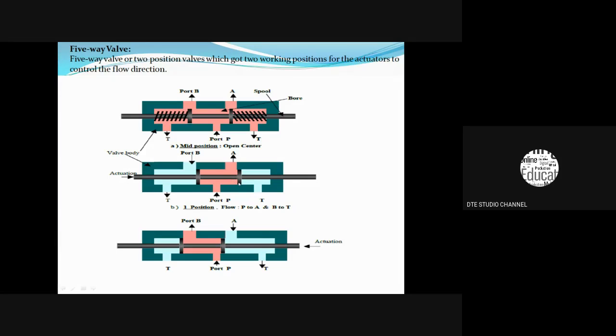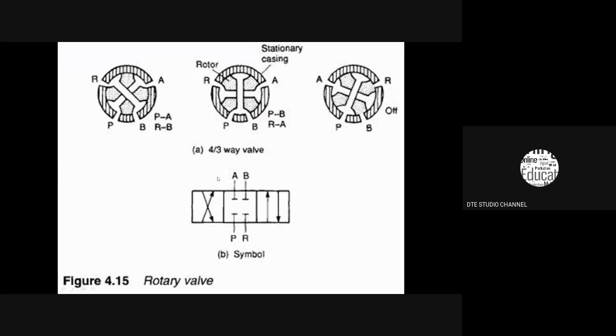I will show you later on the symbolic representation of these valves. It may be a 4/2 or 4/3 DC valve. In the 4/2 DC valve, only two positions are there, and in the 4/3 DC valve, three positions. This diagram illustrates the three positions of a five-way valve. Now, this is about the sliding spool valves.